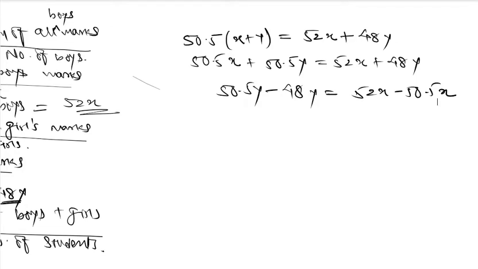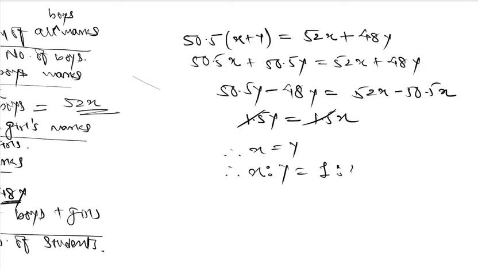But 50.5 minus 48 is 1.5y, right? 52 minus 50.5. See, 52 minus 50 is 2, but 52 minus 50.5 is 1.5x again, right? So x is equal to y, and therefore the ratio of boys to girls is 1 is to 1. That is the final answer.